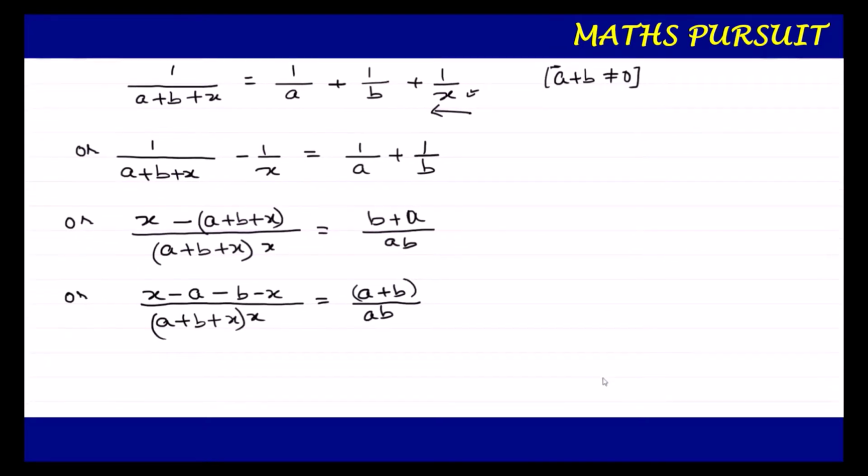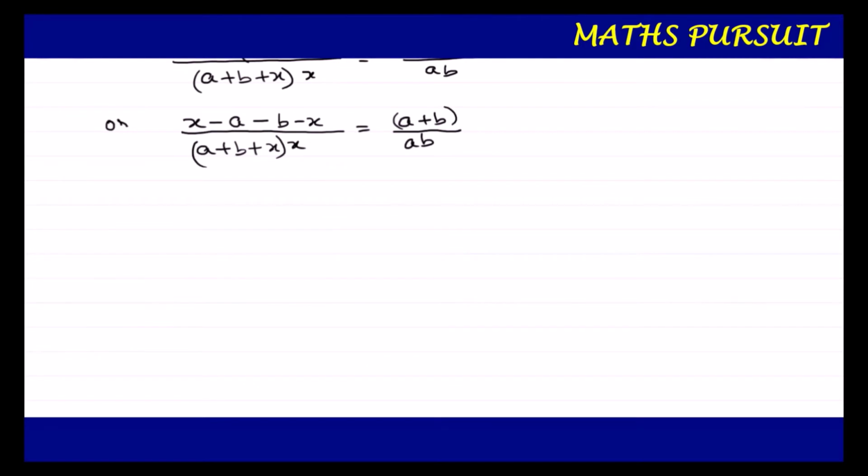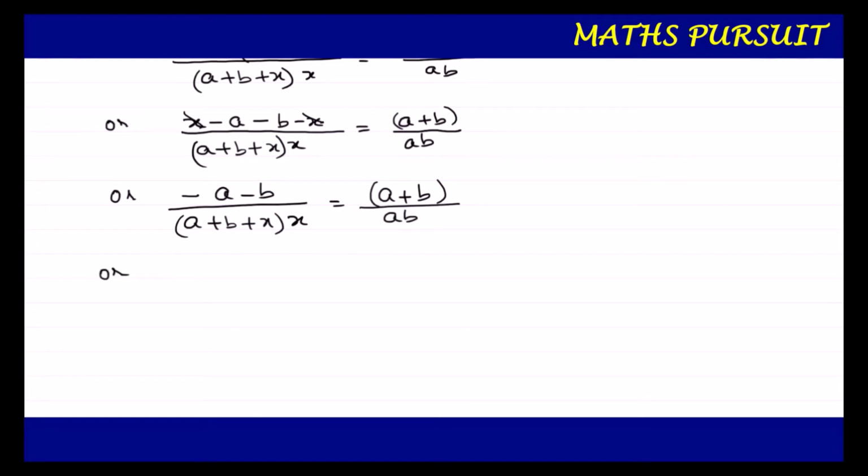Now let us further solve this. So after further solving this, let's see what we are getting in the next step. I can cancel out plus x and minus x in the numerator. So I am left with minus a minus b upon (a plus b plus x) into x is equal to a plus b upon ab.